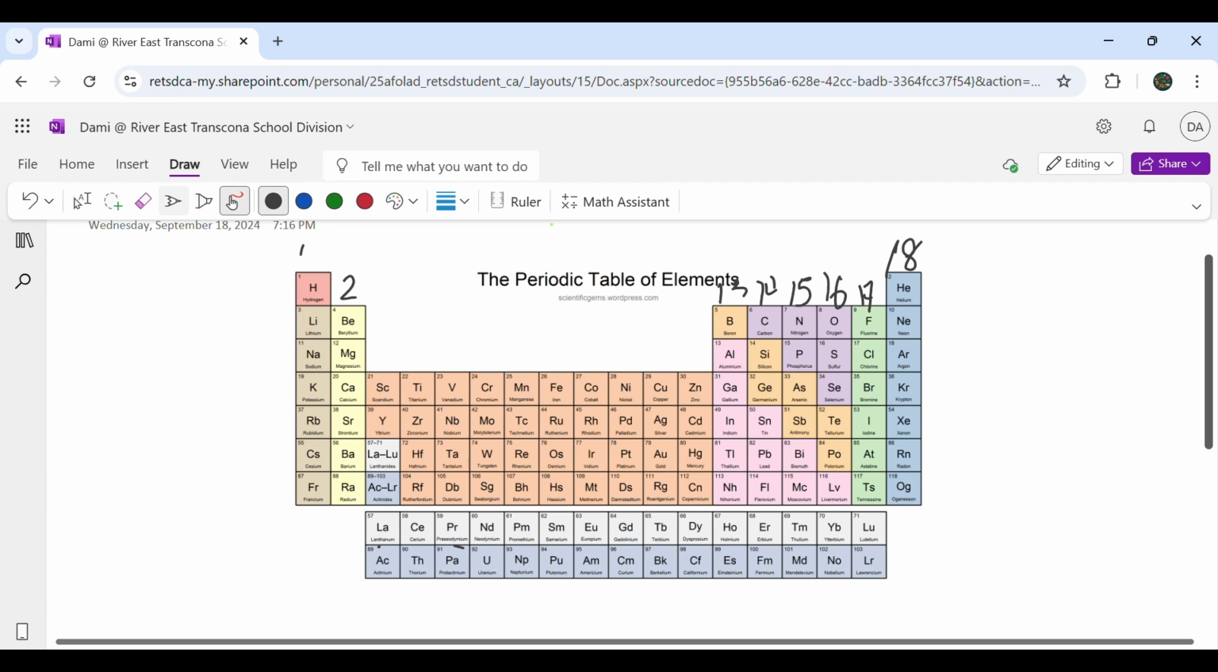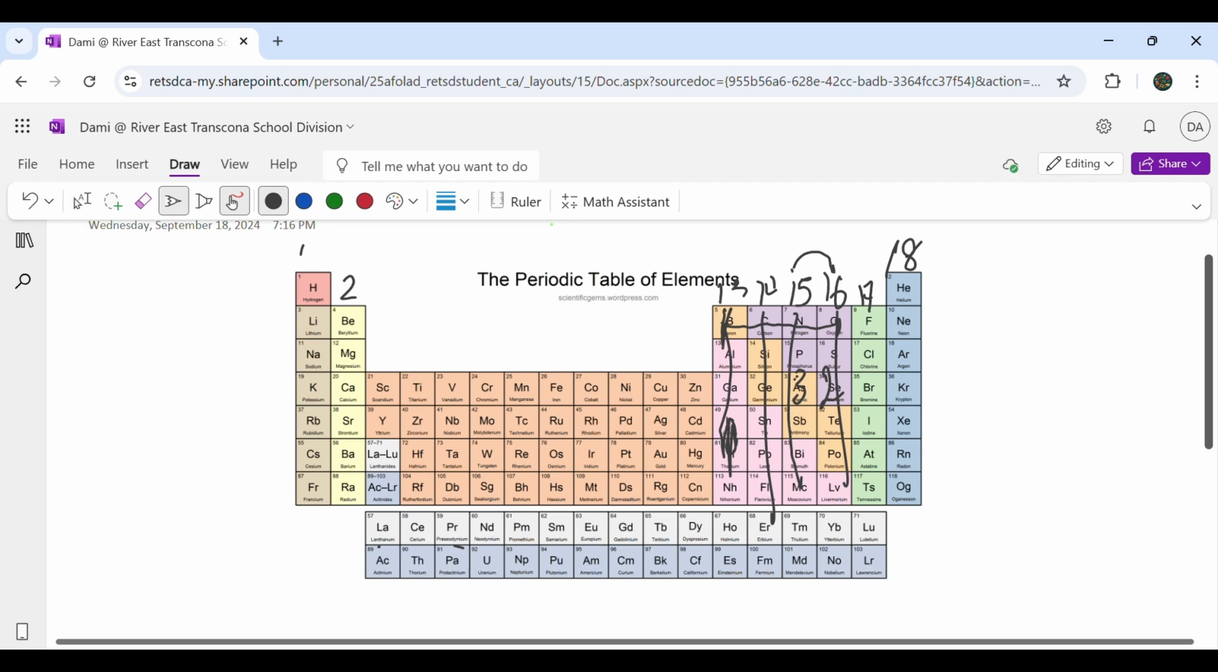16 is the oxygen group, or the chalcogens. These four groups are named after the first element. I don't know why; I would have to research that. This has 3 valence electrons, this has 4, this has 5, this has 6. These two would rather gain 3 or 2 than lose 5 or 6.